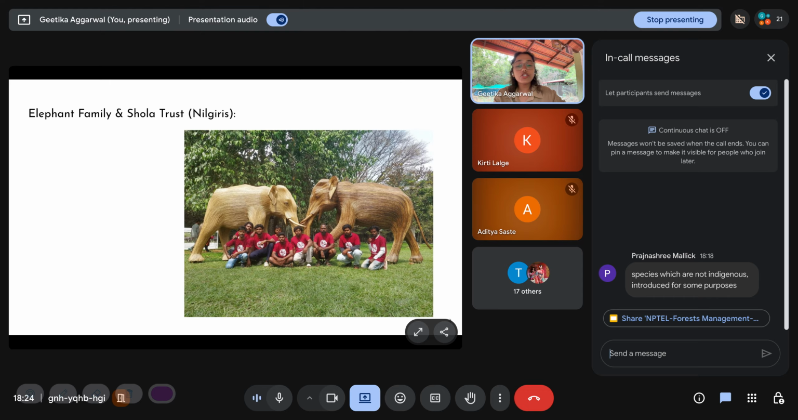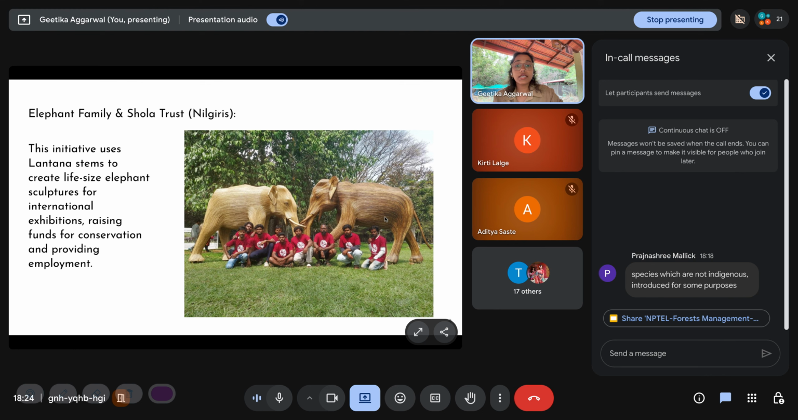So the government and NGOs have come up with a lot of ways to control lantana and are putting lantana to other uses. One of them is the Elephant Family and Shola Trust, which is trying to eradicate lantana from the Nilgiris. They make these huge elephant structures from lantana. They take out the stems of lantana, boil them and make them malleable in such a way that they're making these huge elephants.